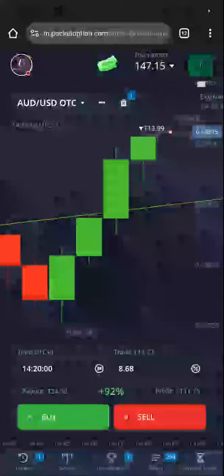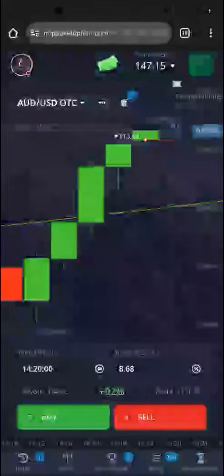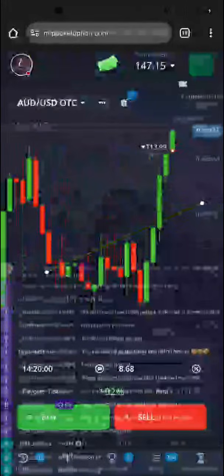I'm going with the sellers here. You can see we have a gap up. I was just talking about gaps. Now we have a gap up. I'm going with the sellers. I'm expecting the sellers to come in.